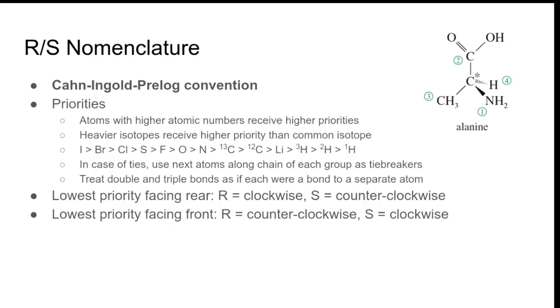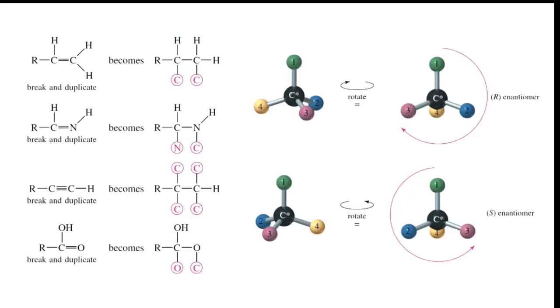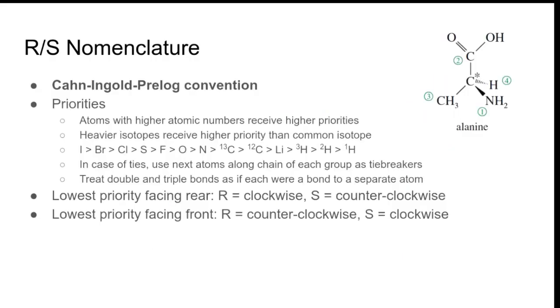With meso compounds, you always have one less stereoisomer. So in general, it's 2 to the n stereoisomers. With meso, it's 2 to the n minus 1, because we don't want to double count the meso.